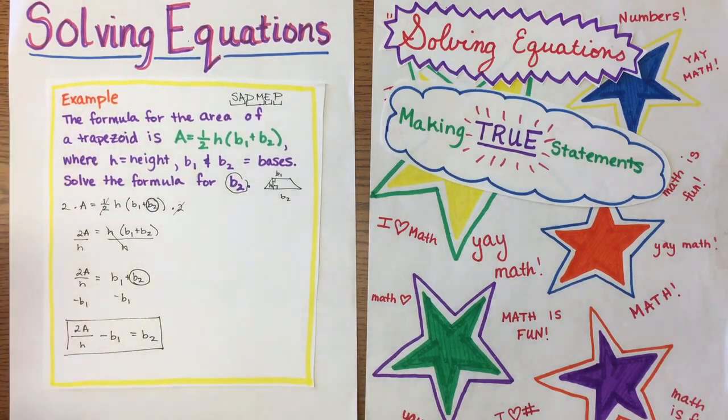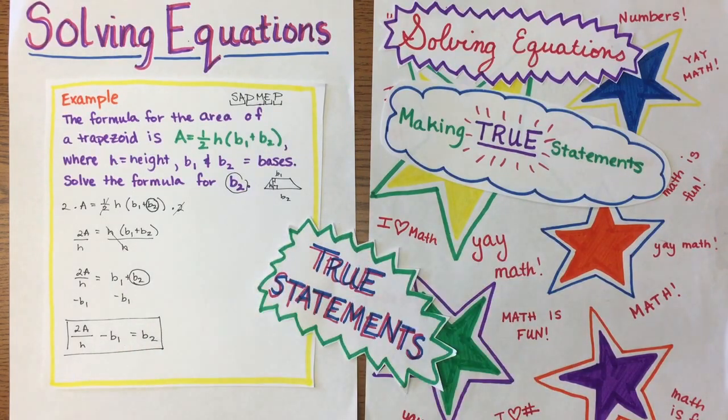So we don't always have to have numbers. We might have variables that we're trying to solve for. And remember, we are making true statements whenever we're solving an equation.